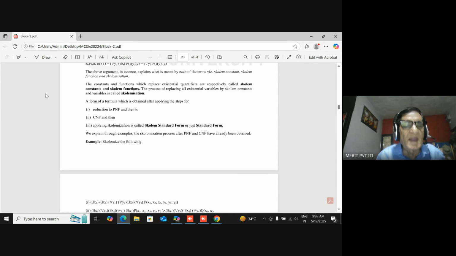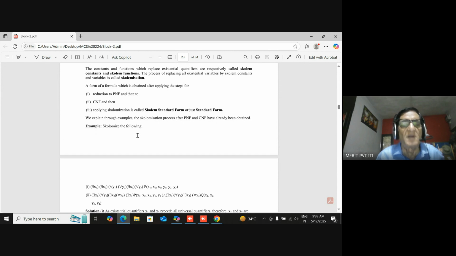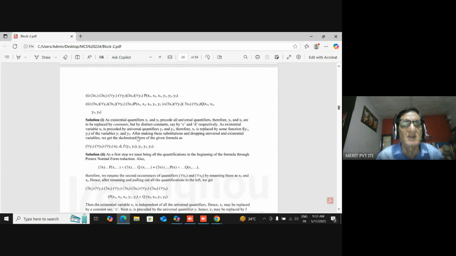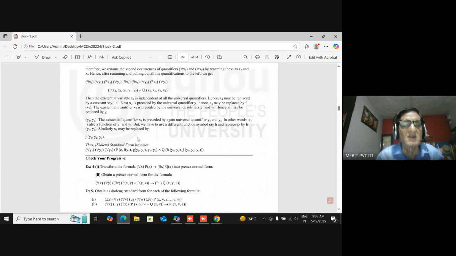So applying this Skolemization gives the Skolem standard form, or just standard form. We explain through an example this Skolemization process after PNF and CNF have already been obtained. The solution for this is given. So all this you can see. So that is the Skolem standard form. That is, all y, all y2, y3, P, y1, y2, y3, and so on. So that type of thing comes.